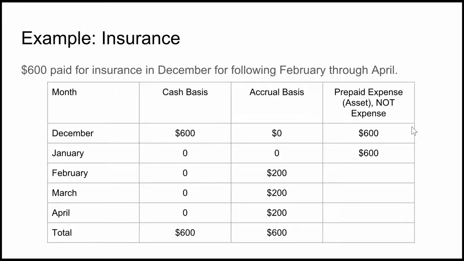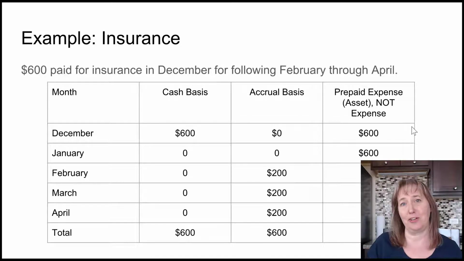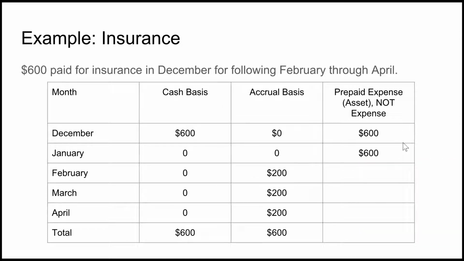So if you're keeping track of your books and you don't have a balance sheet, you can't really keep track of your stuff on accrual basis. It just gets way too complicated. So anyway, you've got $600 in this prepaid expense account, prepaid insurance. Then in January, nothing happens because the insurance covers from February till April. So nothing changes hands, nothing's any different. Then in February, you're going to expense $200 of it. It's going to reduce your prepaid expense by $200.